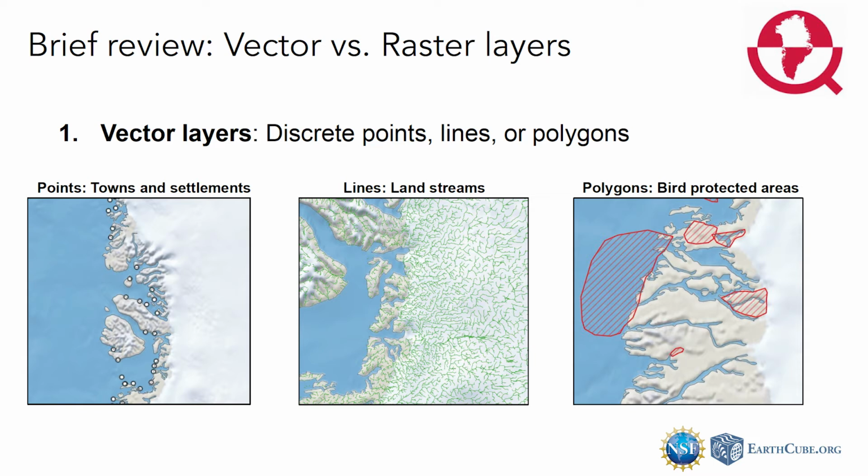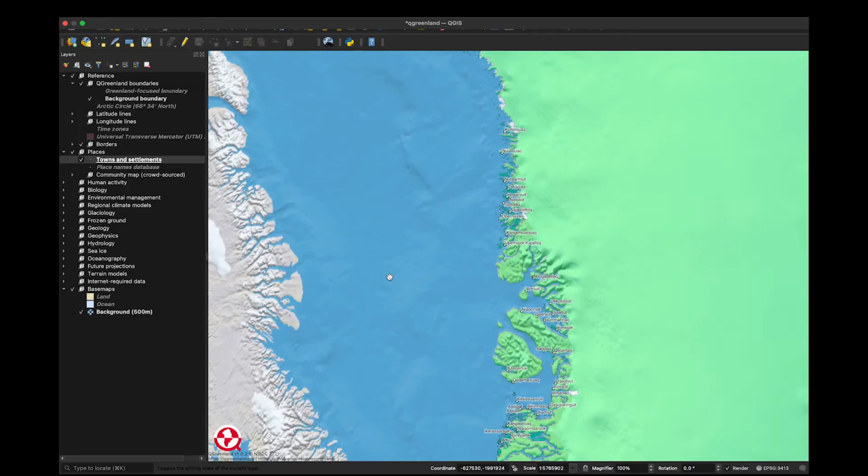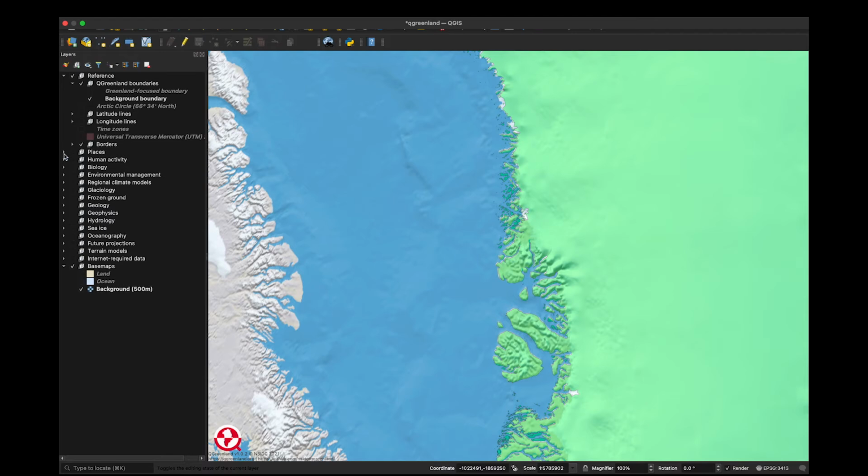So to summarize, vector layers are discrete points, lines, and polygons. There are data tables associated with these data sets, which we call attribute tables. And that's where all the information that we've attached and associated to that data set lives. Let's get back into QGIS and QGreenland and turn off the Towns and Settlements layer. I'm going to turn on a layer that lives within our geology layer groups. To do this, I'll open up that geology layer group.